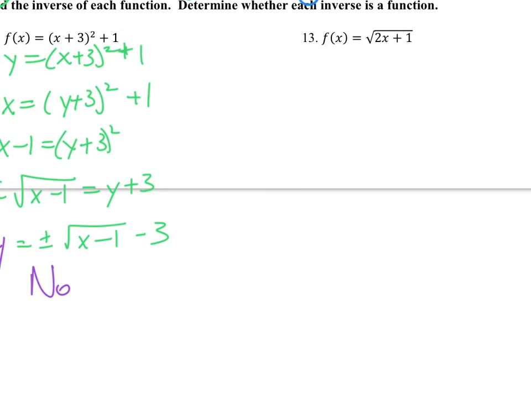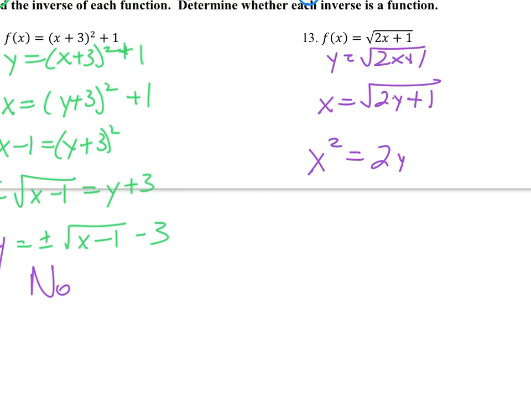The next one, we got f of x equals the square root of 2x plus 1. So again, this is really the y. And then we switch the x and the y. And again, if you want to jump right to here, that's fine. In order to get started with this one, we would square both sides. So we get x squared equals 2y plus 1.